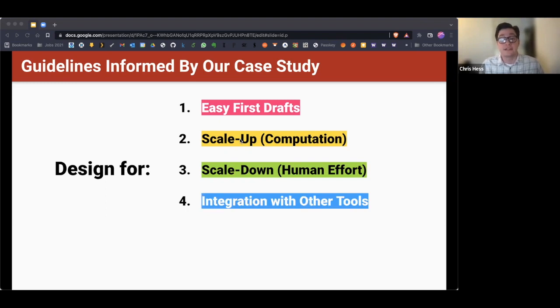The fourth guideline is to design for integration with other tools. This means to prioritize the ability to import, export, and transition inputs between the tools that are already prominent in domain experts' technical skill set.